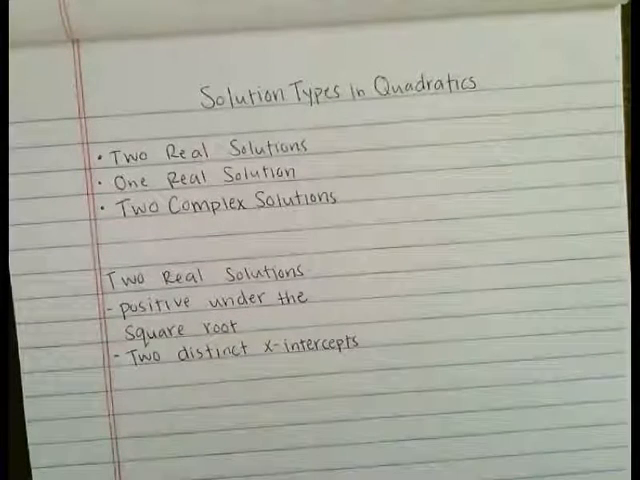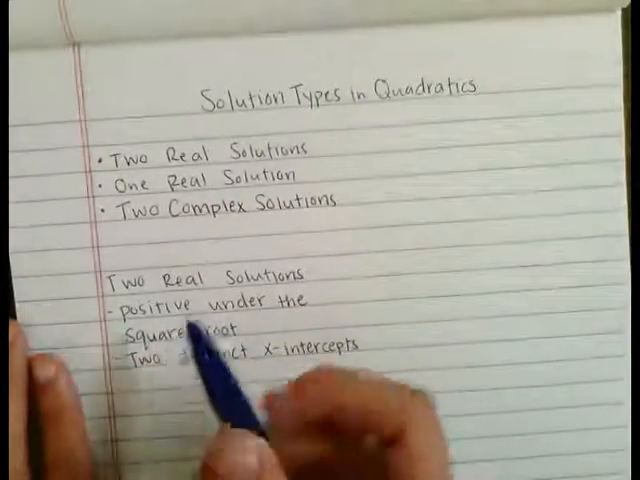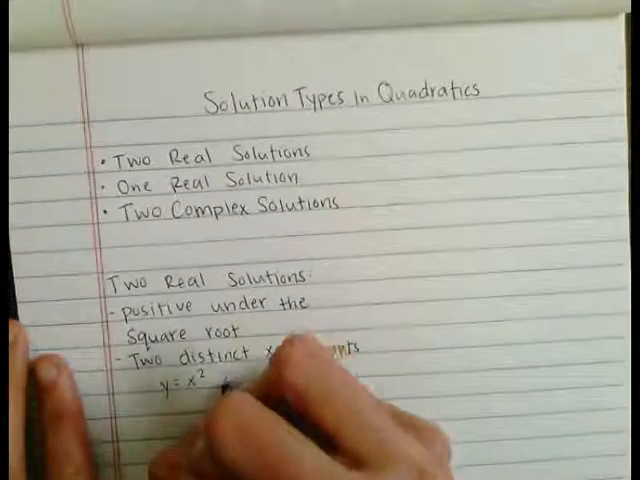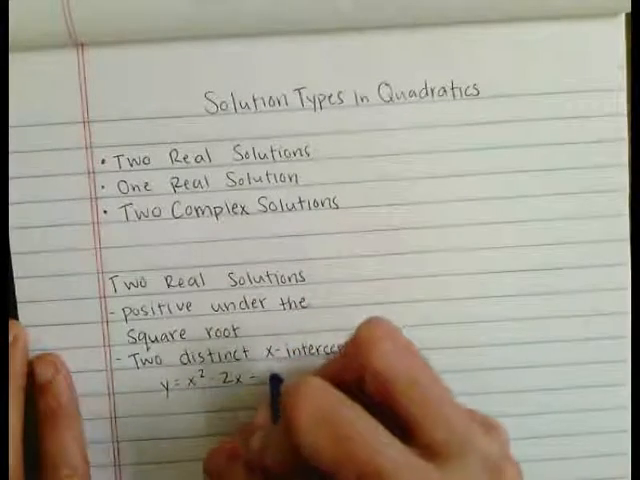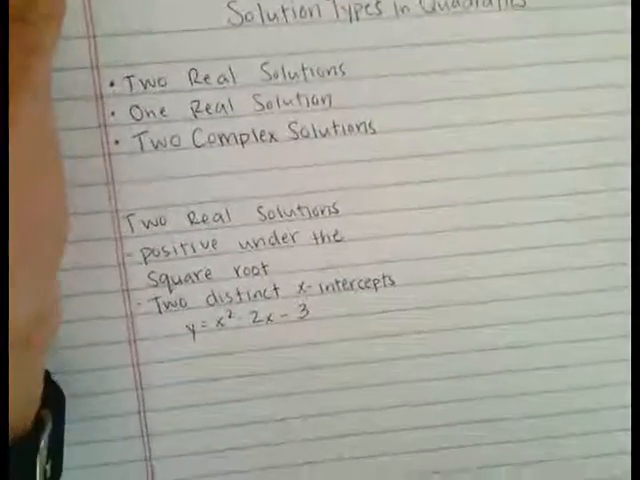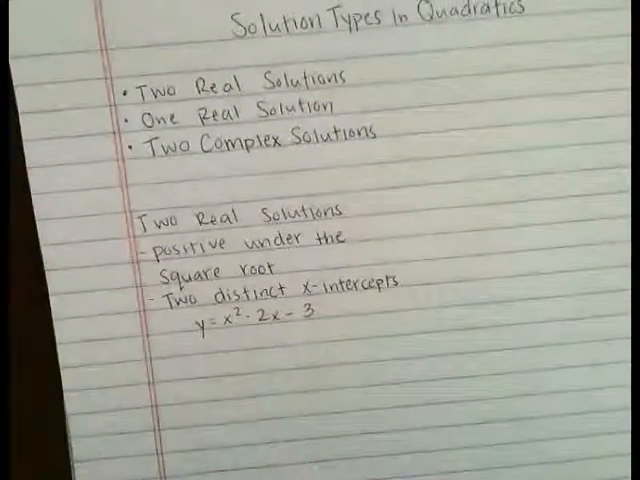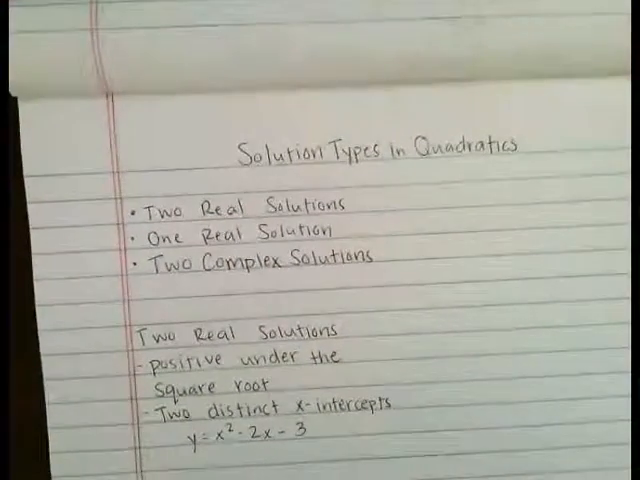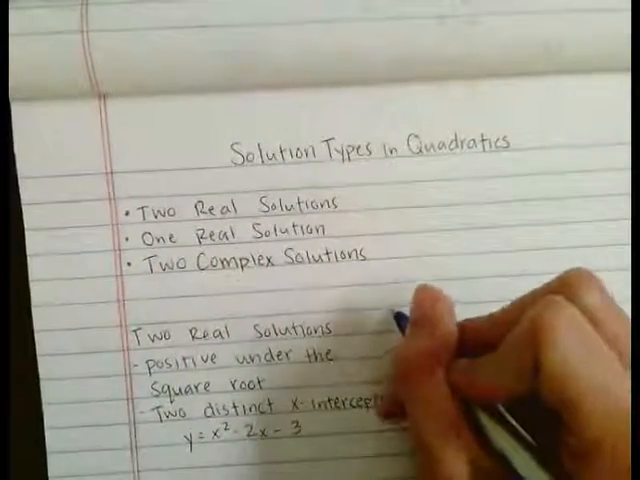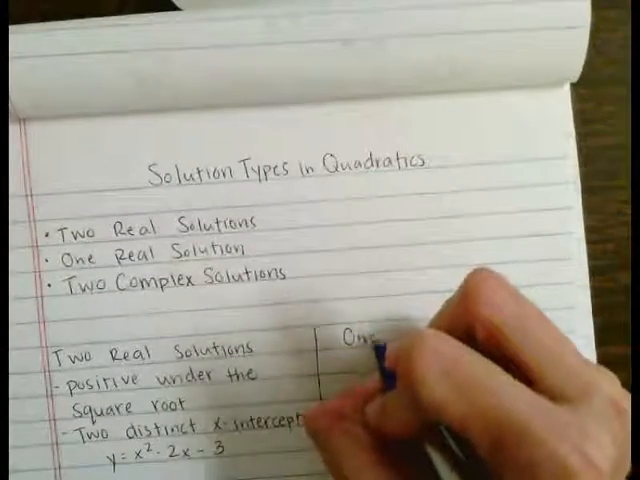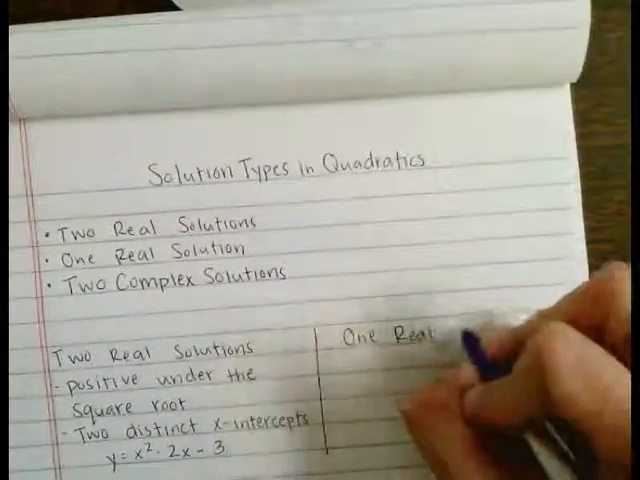So that's, you know, this way. And an example of that would be y equals x squared minus 2x minus 3. That would be an example of that, and you can graph that at home, and so you can see those two real solutions.